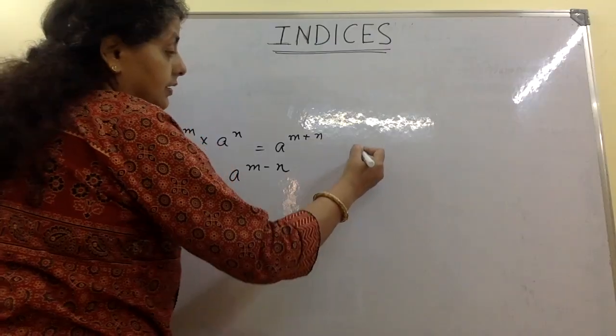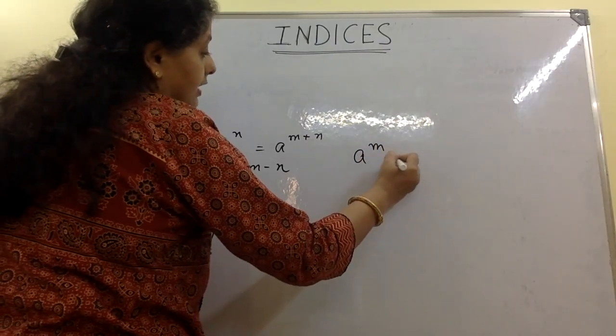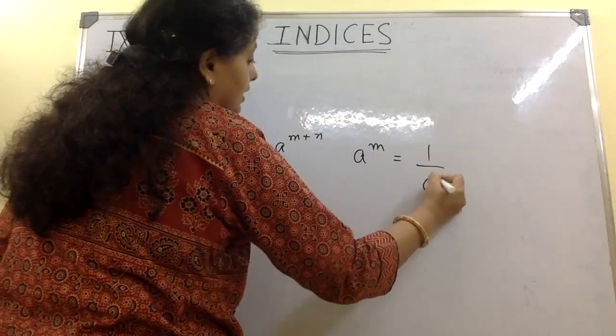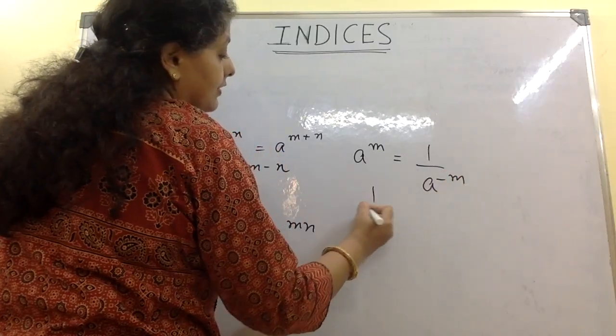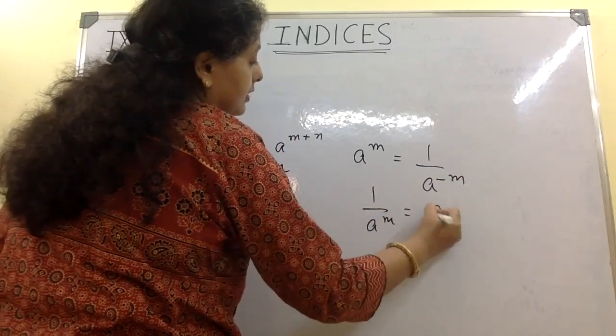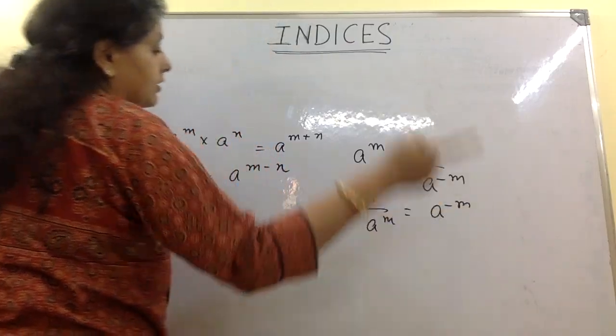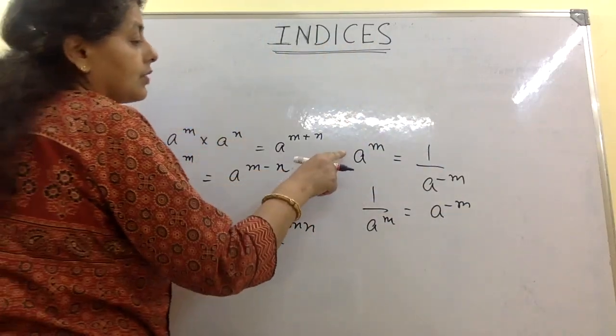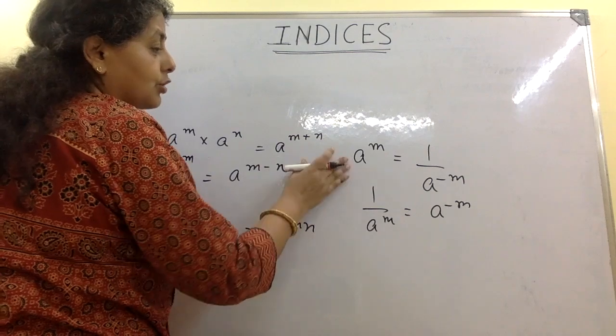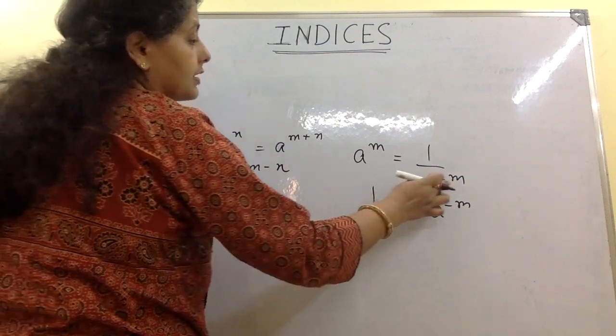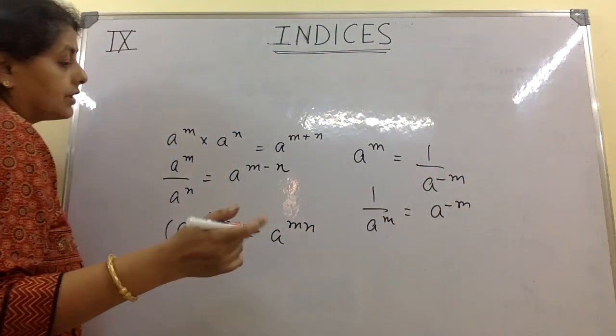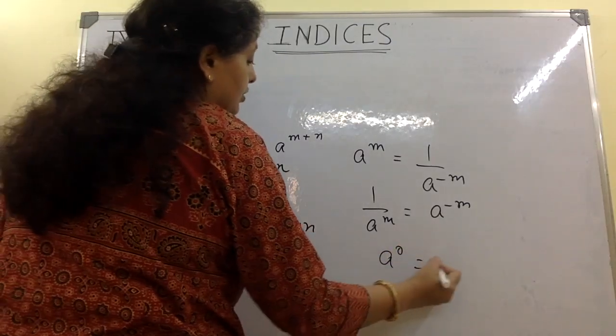A to the power m, if I want to write in the denominator, I will have to write it with a minus sign like this. If I already have it in the denominator, I will have to bring it to the numerator with a minus. So you take it up and down: from the numerator to the denominator, there is a change in sign. Any number to the power 0 is always 1.